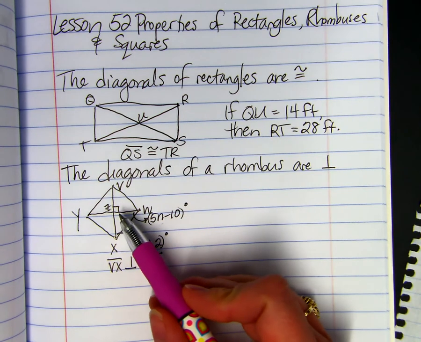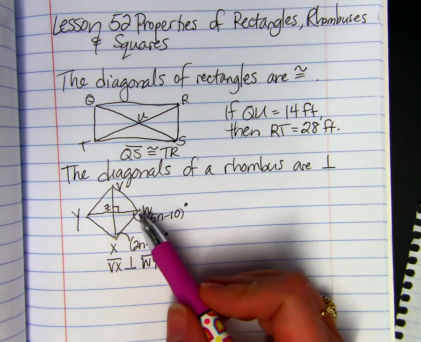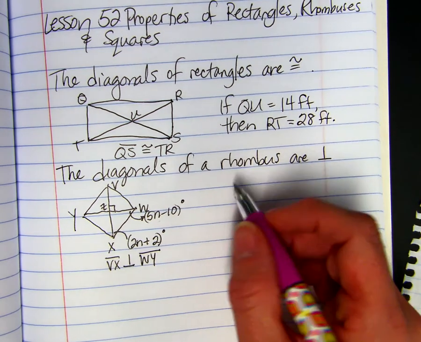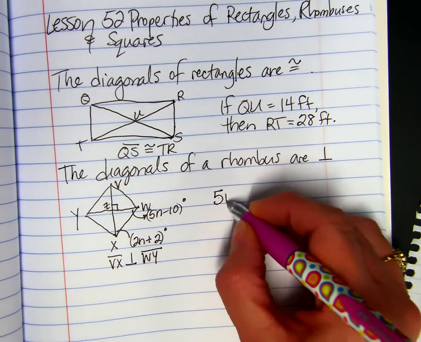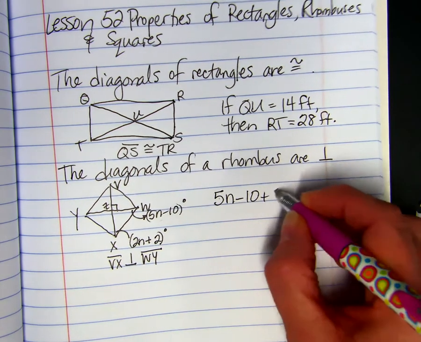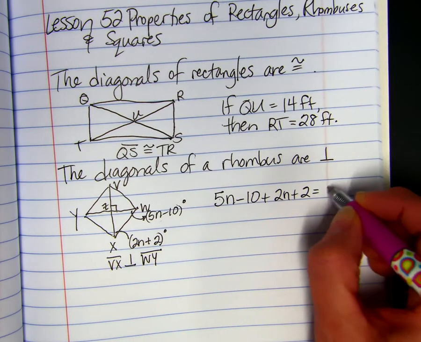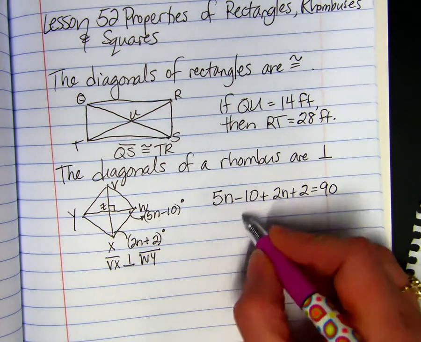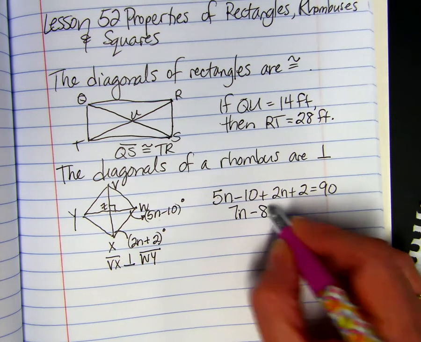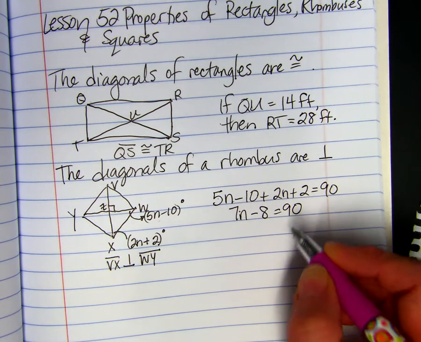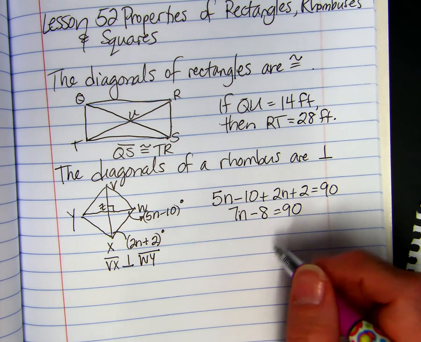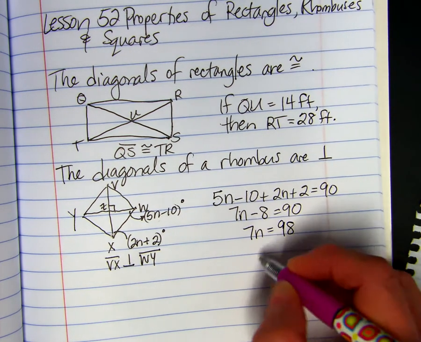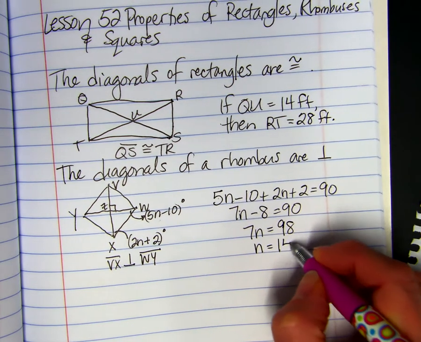So since they're perpendicular, these two acute angles will be complementary. So we can add 5n minus 10 and 2n plus 2 to get 90 degrees. Then we simplify, we have 7n minus 8 equals 90. We add 8 to both sides. 7n equals 98, and n would be 14.